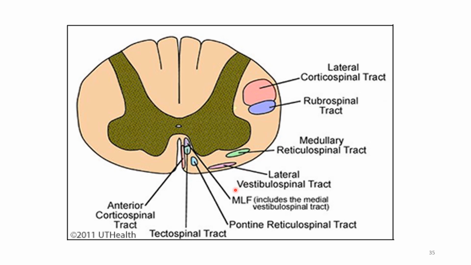So here you can see anterior corticospinal tract, lateral corticospinal tract, rubrospinal tract, MLF, pontine reticulospinal tract, medullary reticulospinal tract. So these are the locations of these tracts.